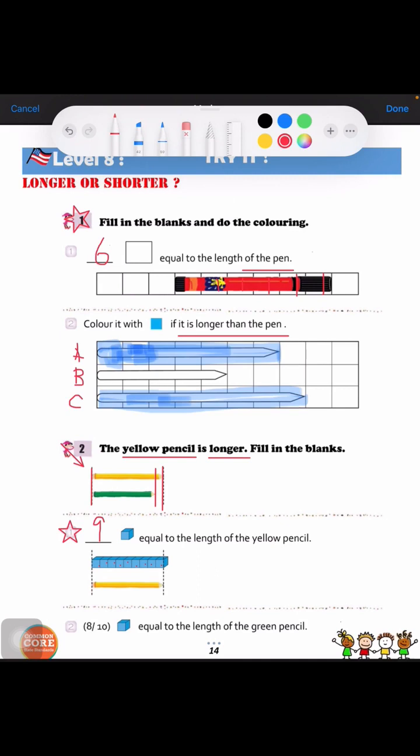Okay, and then question 2. So how many cubes equal the length of the green pencil? 8 or 10? Yes, it should be 8, because the length of the green pencil is shorter than the yellow pencil, so the number of cubes should be less than 9. So 8 is the answer.